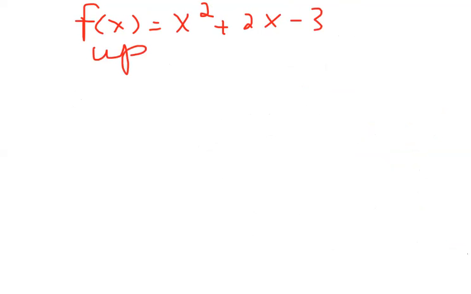Okay, so let's recap. Remember, we're going to be graphing this. X squared plus 2x minus 3, because I changed it up slightly. We know the graph is opening up. We did find a y-intercept, but that was for the previous problem.